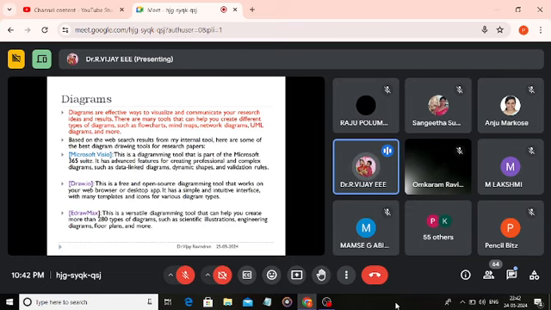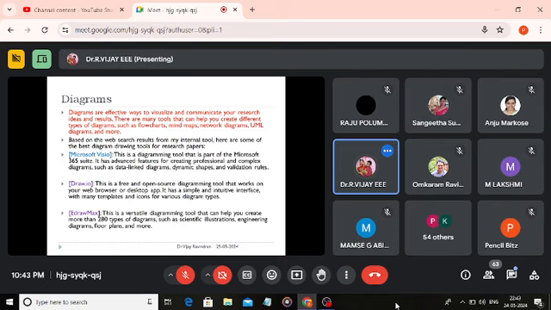Then Draw.io. Draw.io is actually a paid version. In the free version, you cannot utilize many things. There is something called open source in diagrammatic tools, but you might have a watermark on the diagram, and it is very difficult to remove that particular watermark from the diagram.